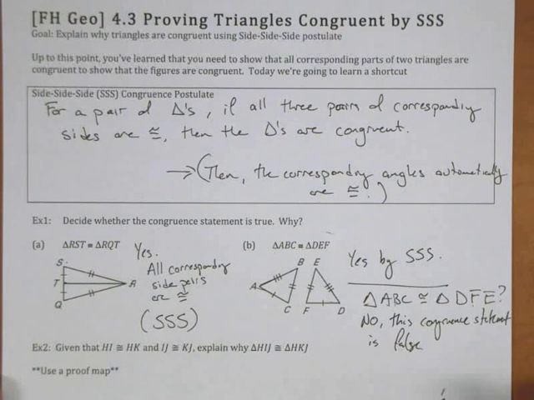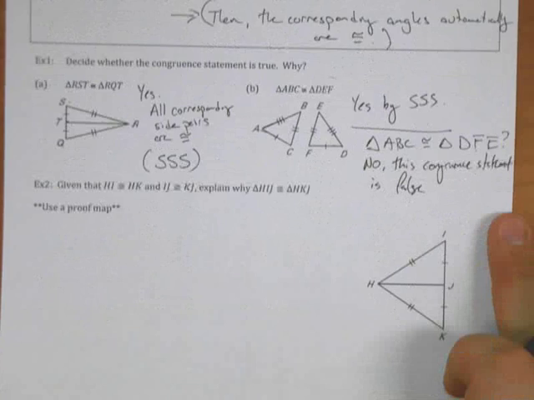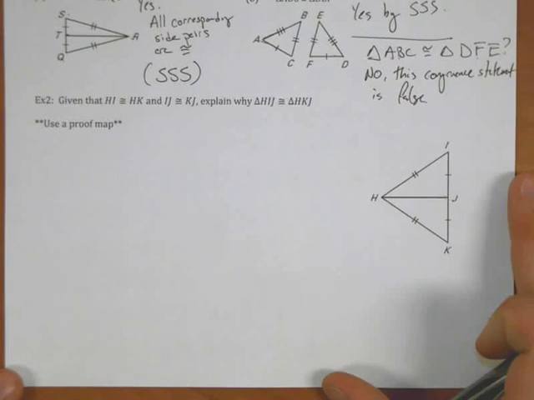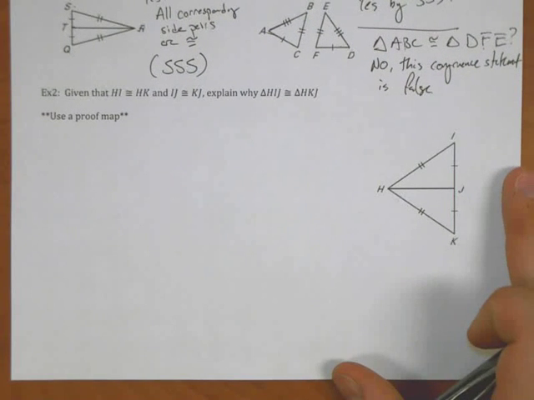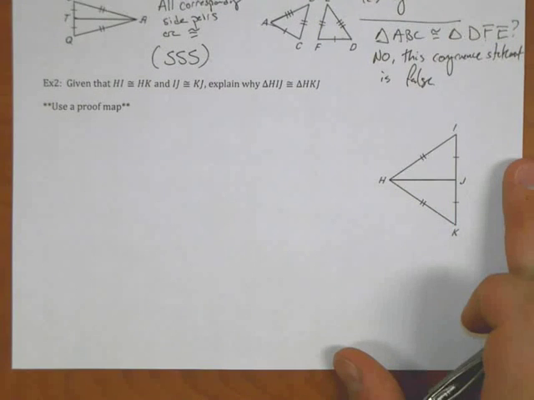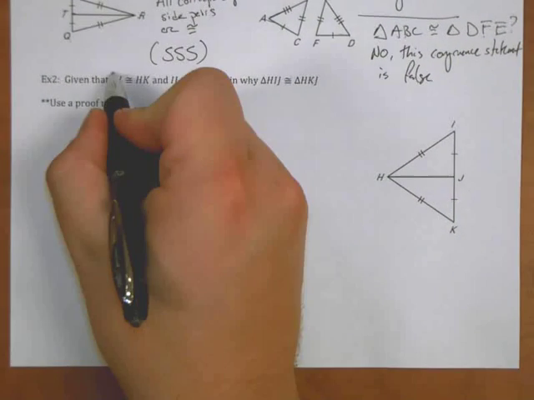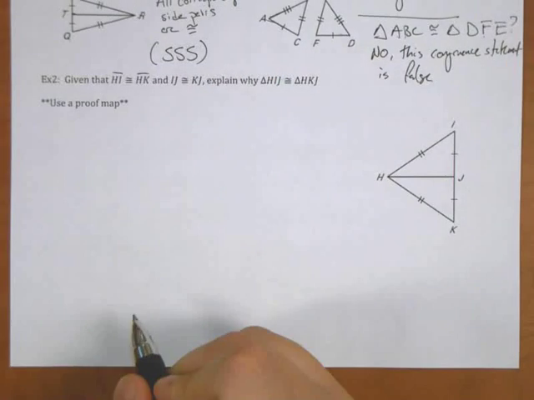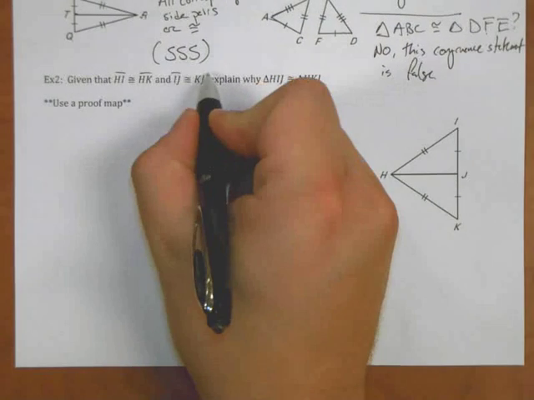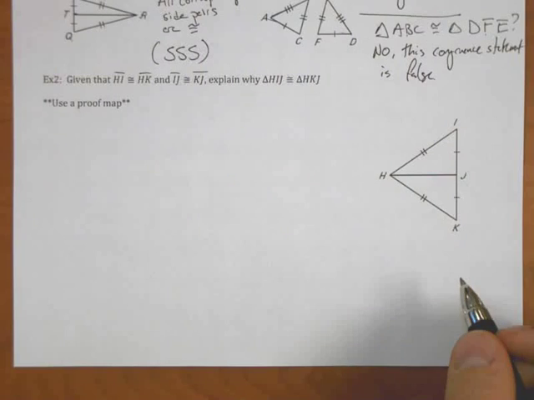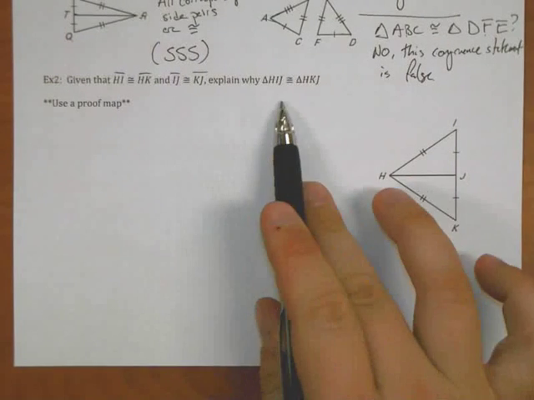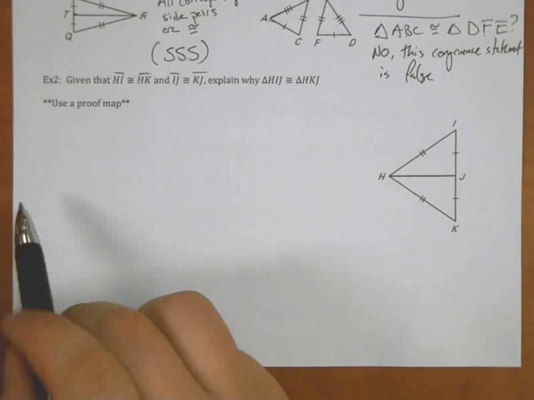Okay, so let's look at how we can use this idea to actually explain why some triangles are congruent. That's where we're going to go for the rest of this lesson. We're given in this diagram that segment HI is congruent to segment HK, and segment IJ is congruent to segment KJ. Explain or prove why the 2 triangles are congruent.